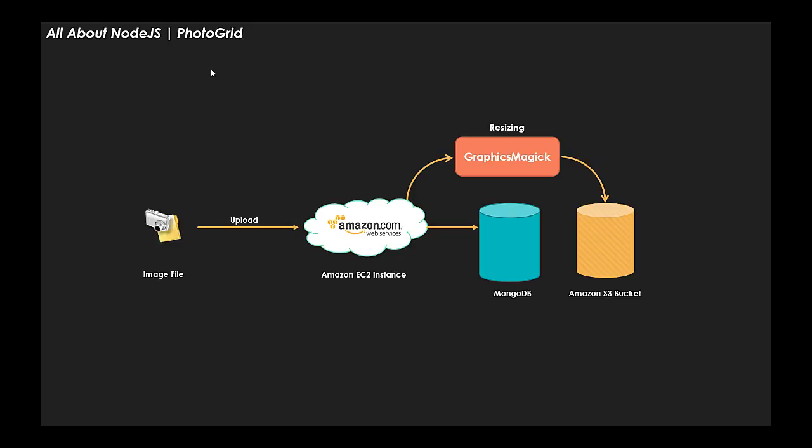This is how our app works. The Node.js app runs on an Amazon Elastic Compute Cloud instance. When you upload an image, the image is first resized using the Graphics Magic image processing library, and it is then pushed into an Amazon S3 bucket from where it is displayed in the gallery interface that you saw in the previous slides. Additionally, an entry for the image is also made in a MongoLab MongoDB database. This is where we keep track of the vote count for every image.